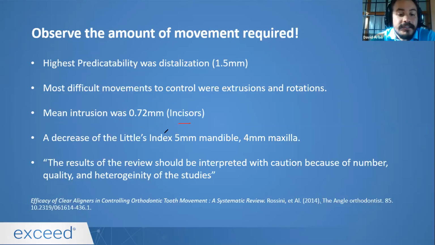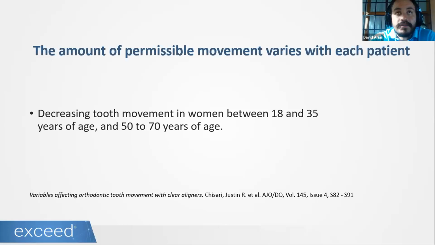And in this study, we can see that the values that are predictable, with the little index, for the amount of crowding that we are solving are 5 millimeters in the mandible and 4 millimeters in the maxilla, but this is without us doing IPR or distalization. So if we start incorporating those other movements, then we can even solve cases that have more crowding. But it's important not only to take into consideration the amount of movement, but also the population that we are working with. That is why at the beginning it's better to just treat those patients that are a little bit easier, to see how our population is going to react.